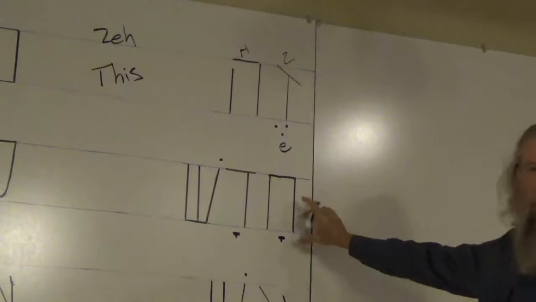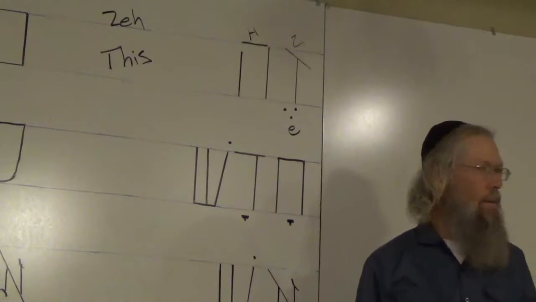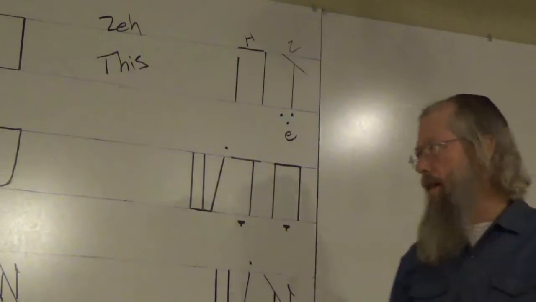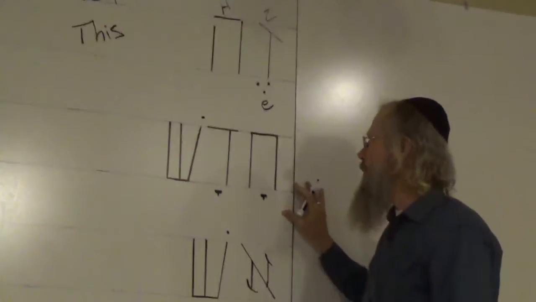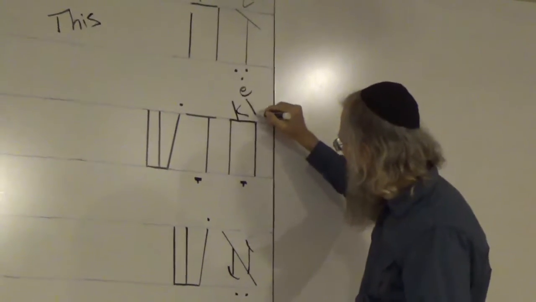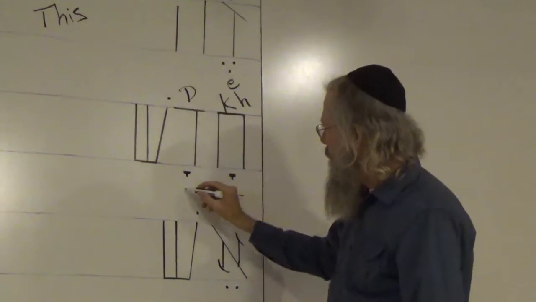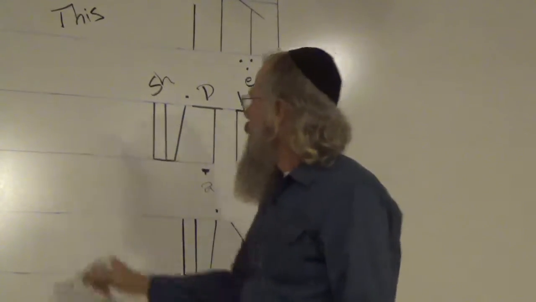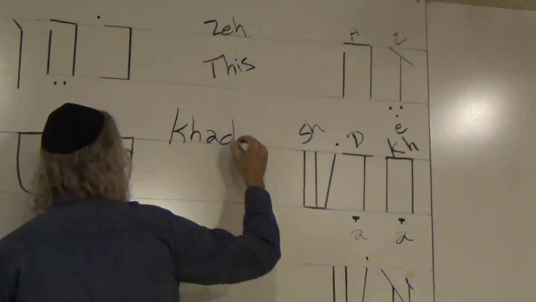Okay. Who's got it? 1, 2, 3. What do you got, Nora? Chadash. Everybody say Chadash. Should be one that's familiar to you. Give it to me. Chet, dalet, shin. Like the Greek. Yes.